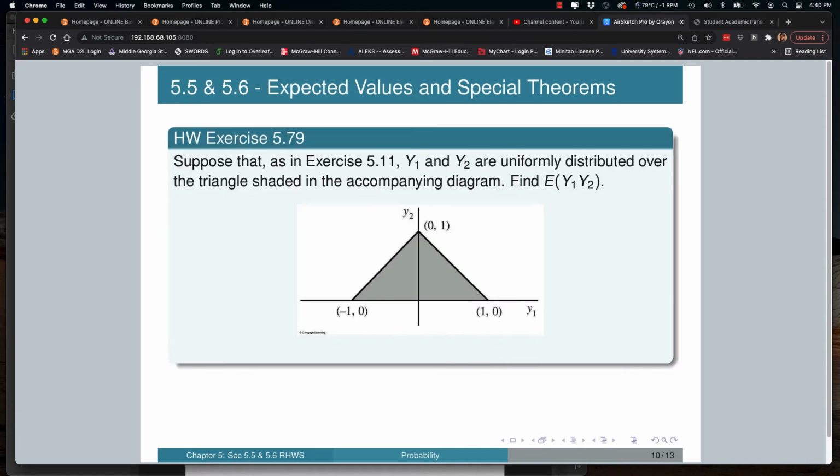All right, the next one's 5.79, and they kind of gave us a diagram. They didn't give us an actual function here, but the thing to note about this problem is the words uniformly distributed. When you see that, you're going to assume that the PDF is f of y sub 1, y sub 2 equals 1 with these limits set up for us, okay? And they just want us to find the expected value of y sub 1 times y sub 2 in this case.